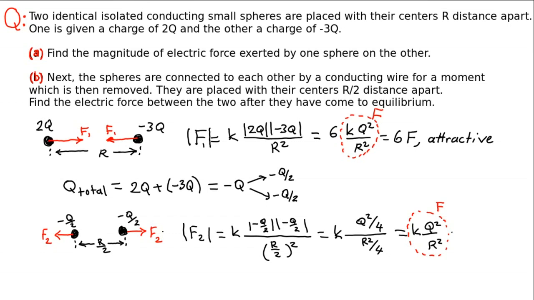Again, like above, we call this kq square over r square F. Therefore, the result is 1 times F. Now we have found the electric force between the two after they have come to equilibrium as F, repulsive.